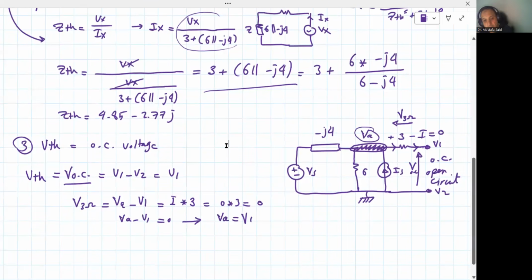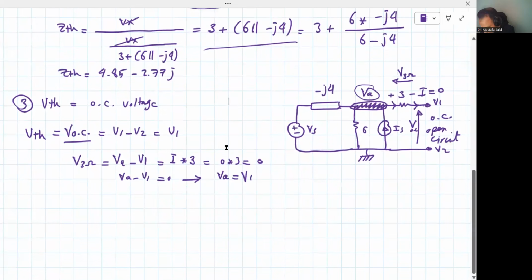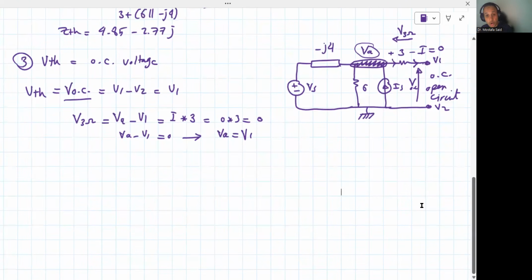Good. So how can we now find VA to find V1 to find V Thevenin? The easiest way is nodal analysis. So we apply the nodal analysis.